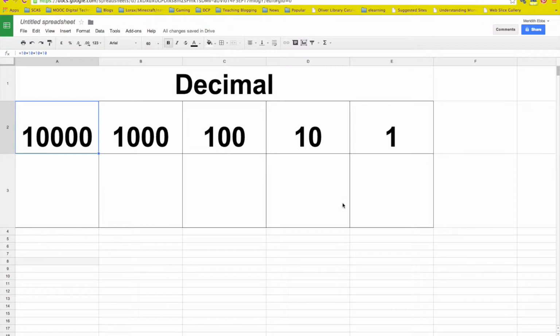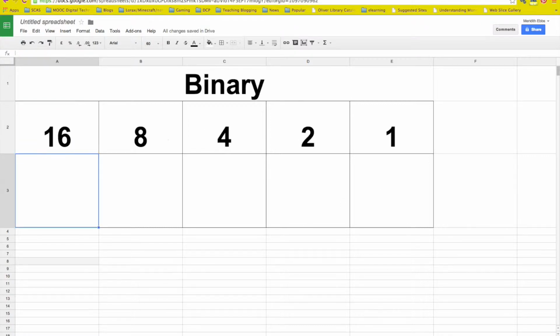A similar process is used for binary. The difference is the base number in binary is 2, and the only numbers used are 0 and 1. The first column is equal to 2 to the power of 0. The second column, 2 to the power of 1. 2 to the power of 2. 2 to the power of 3 is 8. And 2 to the power of 4 is 16.